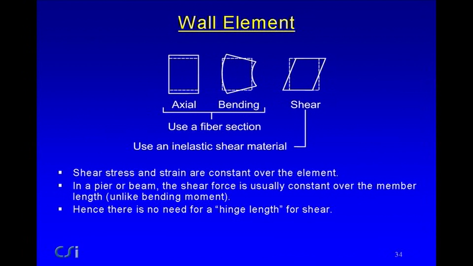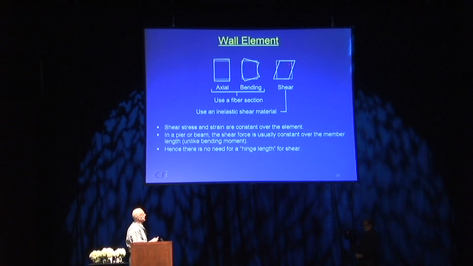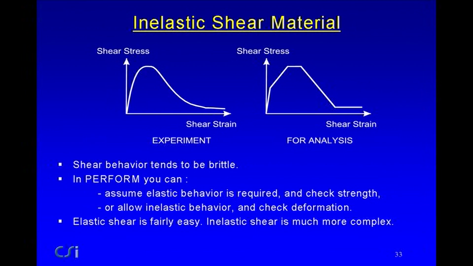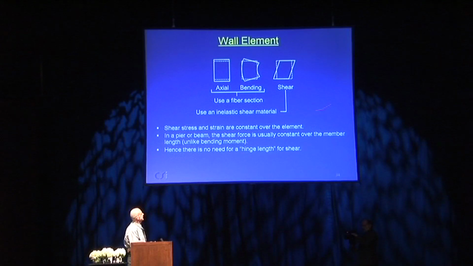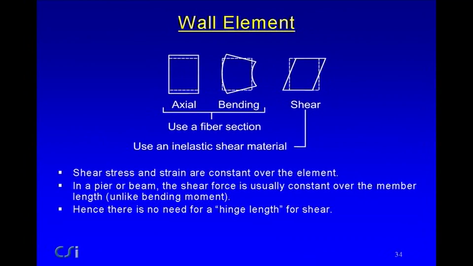For the wall element, just the axial and bending part, we've used a fiber section here. Now we're talking about an inelastic shear behavior. What is done here is to specify a material with an inelastic shear stress, shear strain relationship, something like this, and then assign that to the element, and that determines its behavior in shear. Shear stress and strain are constant over the element. In a pier or a beam, the shear force is usually constant over the member length, and that's easier than the bending, where the bending moment varies linearly. So there's no need for a hinge length for shear.